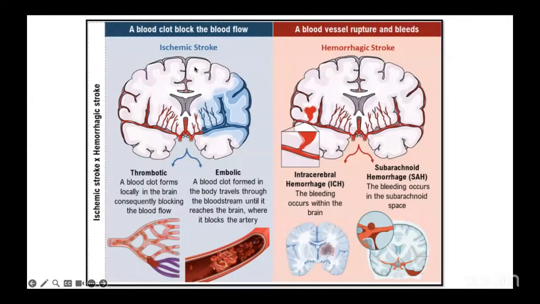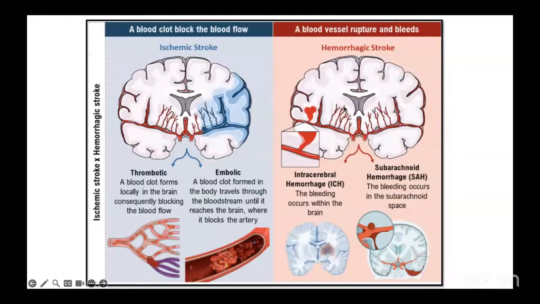This image differentiates between the ischemic and the hemorrhagic stroke. In the ischemic stroke, a blood clot blocks the blood vessel. In a thrombotic stroke, a blood clot forms locally in the brain and blocks the blood flow. Here we can see a block, which is blocking the blood flow in the further vessels. In an embolic stroke, a blood clot is formed in the body, travels through the bloodstream until it reaches the brain, where it blocks the artery. That is called an embolic stroke.